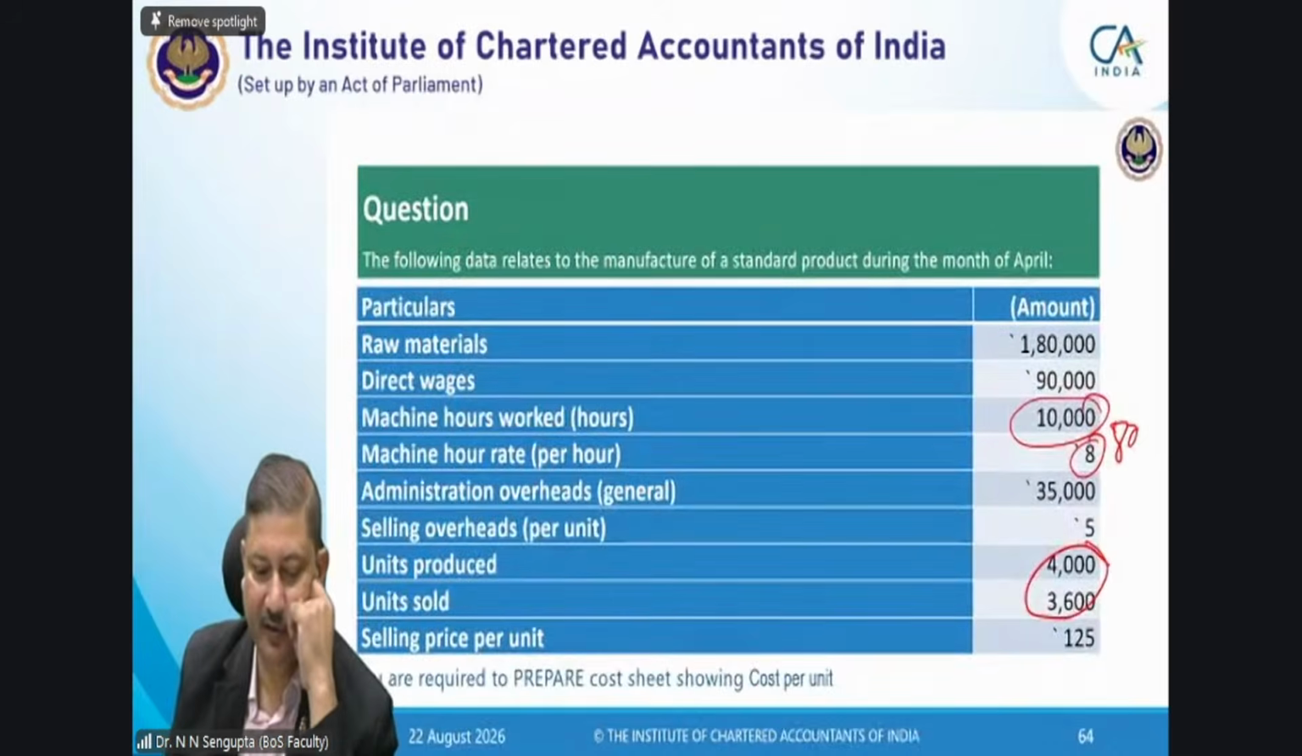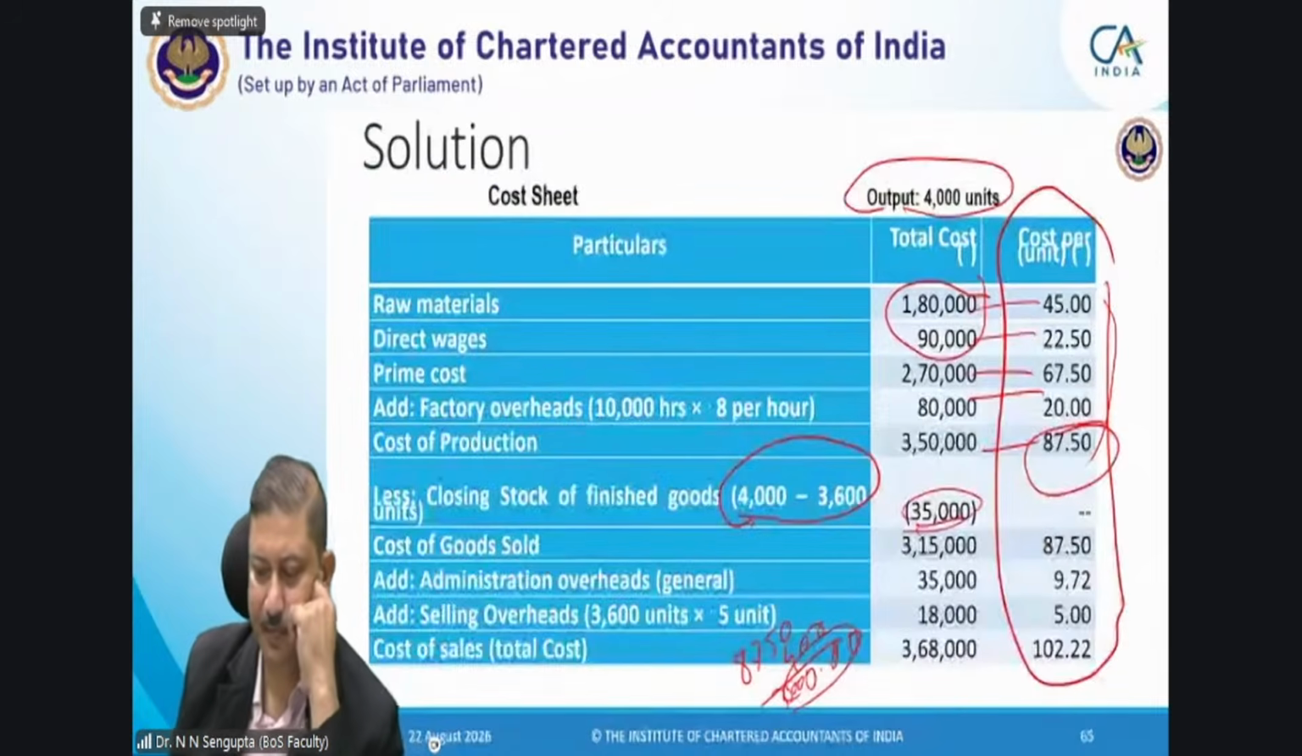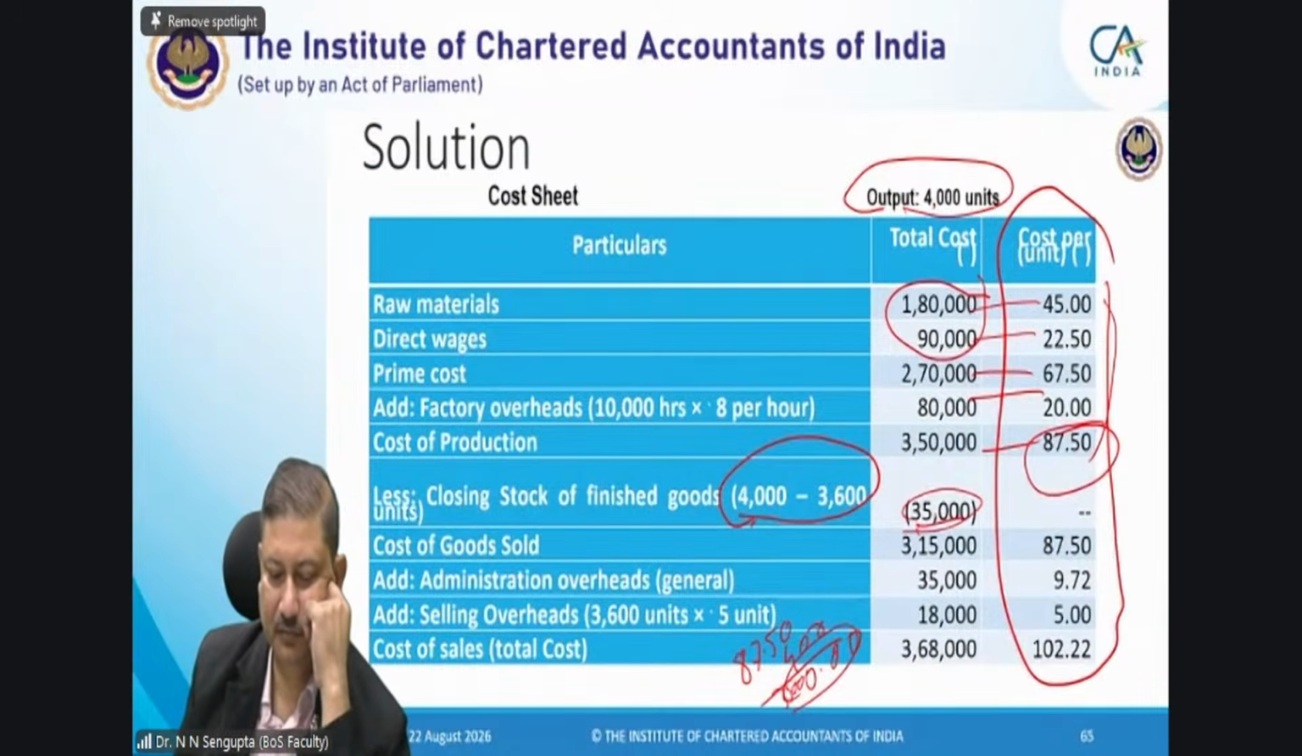This one is given already. You see, units produced is 4,000, you have sold 3,600. Definitely the balance 400 is there in your stock. Cost of goods sold is this one. Add administrative overhead, general, selling overhead 18,000. Cost of sales is 3,68,000.